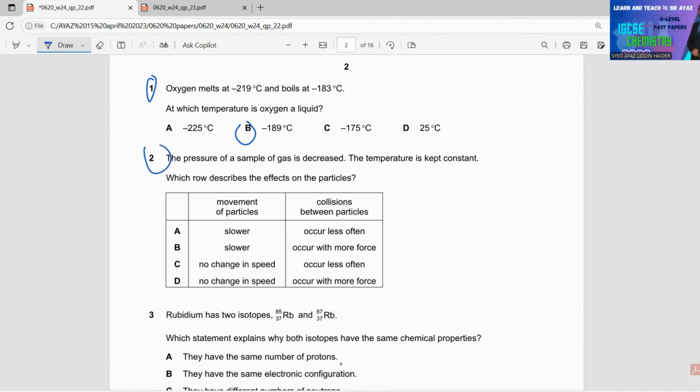MCQ number 2. The pressure of a sample of gas decreases. The temperature is kept constant. Which row describes the effects on the particles? Now, if you change the pressure of a sample of gas, what will happen to the movement of particles? There will be no change in speed if temperature is kept constant. And as you have decreased the pressure, the particles are moving away, so the collision between particles will occur less often or less frequently. C must be the right response in this case.